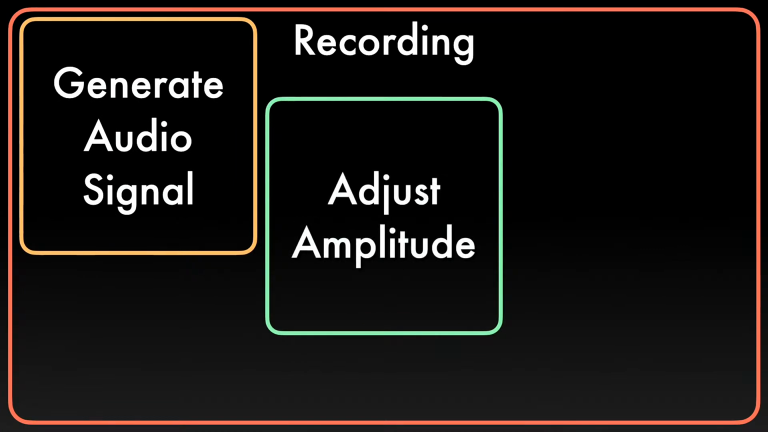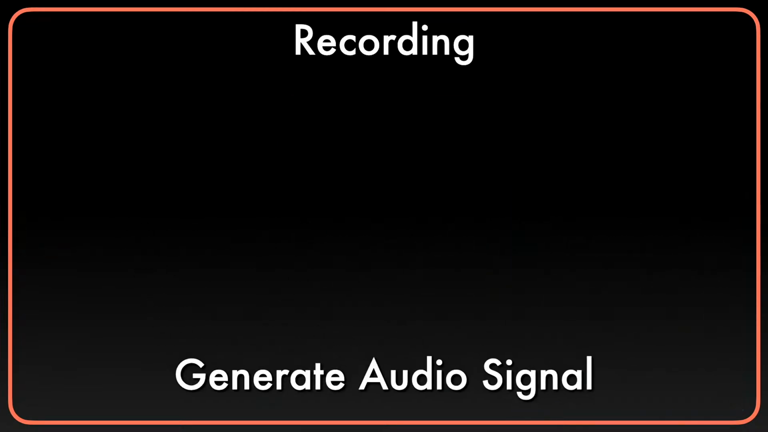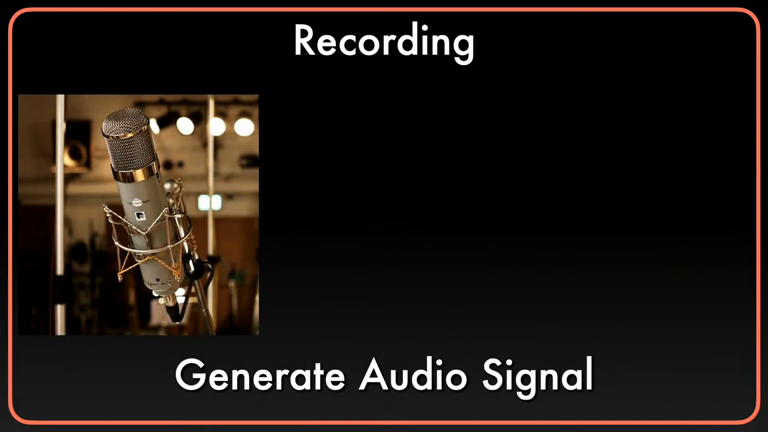So that's really basic as far as what we think of an audio signal coming in and we want to record it. And then we actually want to record that audio signal to a medium. So we'll quickly go through what these really mean. So generating an audio signal, the first one and probably the most common one would be a microphone.